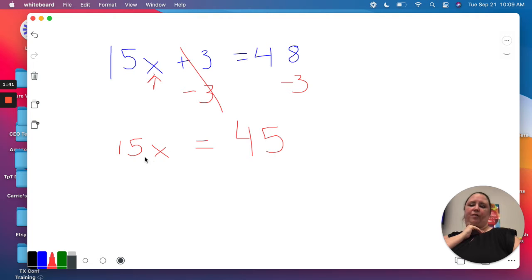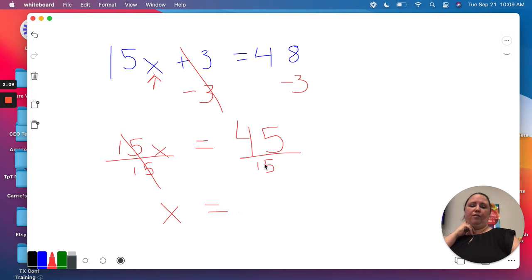Divide. We're going to divide. Why are we dividing? It's the opposite of multiplication. Because it's the opposite of multiplication, and we have 15 times x. Whenever you have a number next to a letter, it means multiplication. It's like there's an imaginary set of parentheses right here. Okay? So we're going to divide by 15. Whatever I do to the left, I have to do to the right. So 15 divided by 15 is just 1.